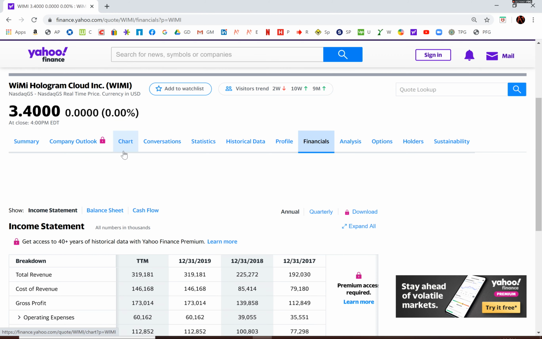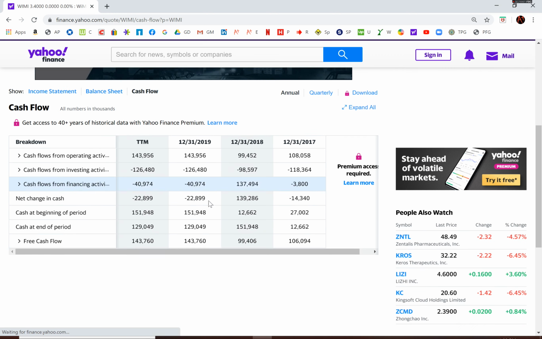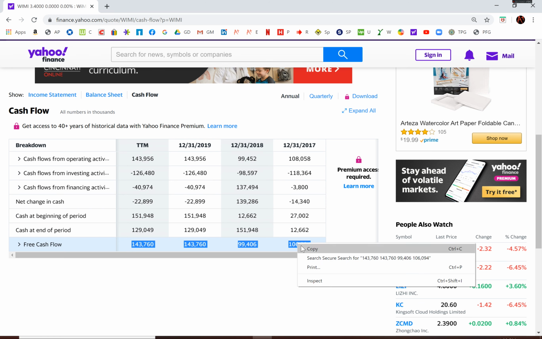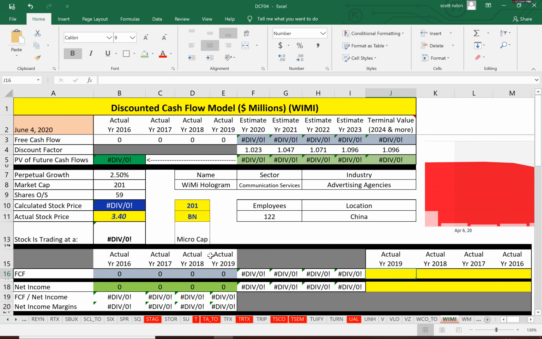So let's get the actual cash flows. We'll go to the financial section of Yahoo, go to cash flow. They only have 3 years, so we'll just take the trailing 12 months also. It's the same as the 2019 number, but that's fine for the model.